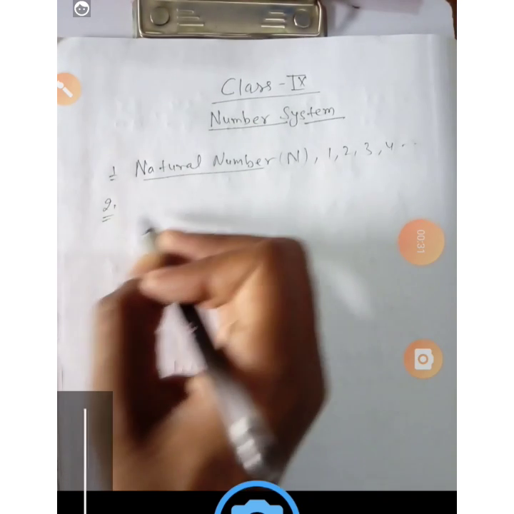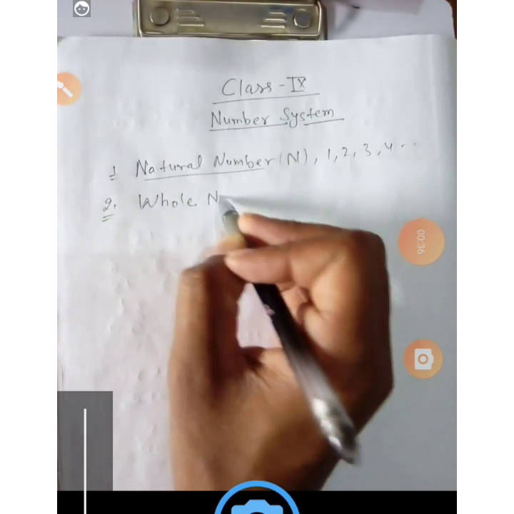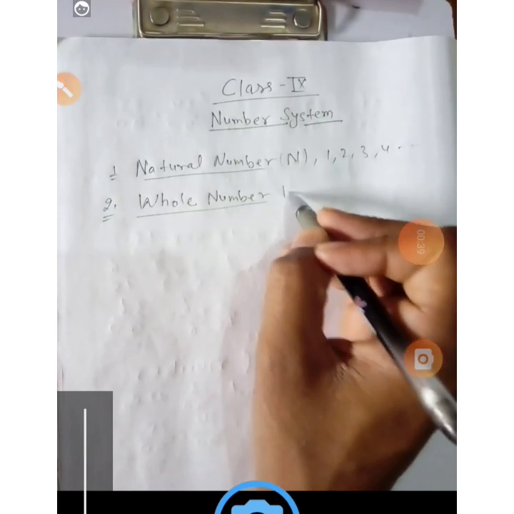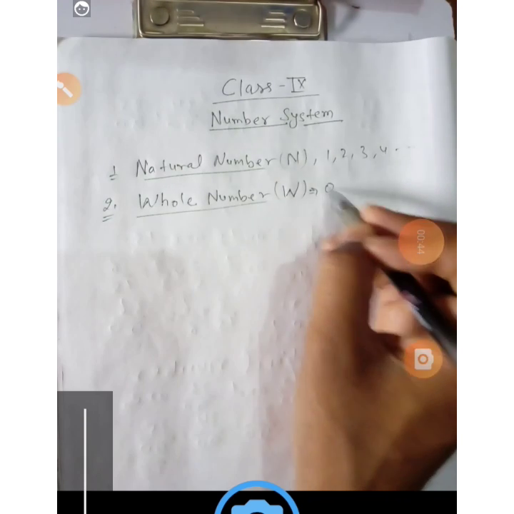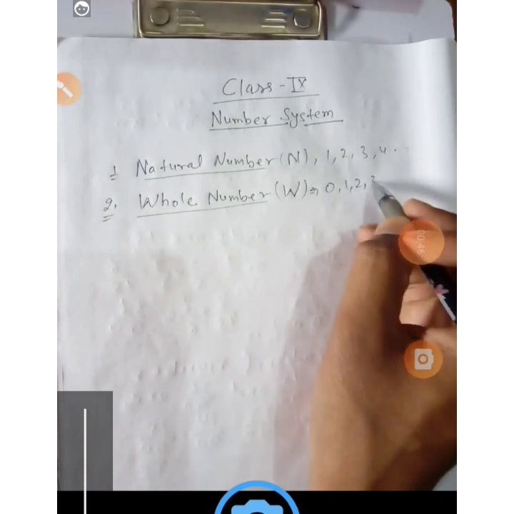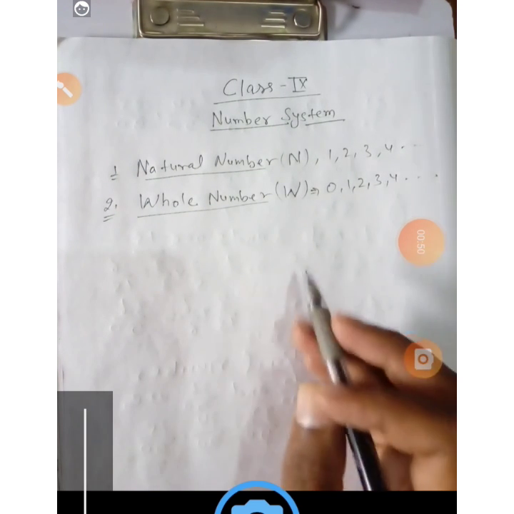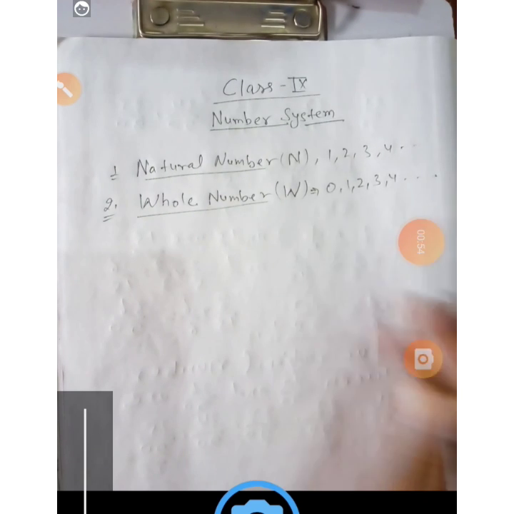Second, whole numbers. These can be denoted by capital W, and the numbers start from 0, 1, 2, 3, 4. These are called whole numbers. It means natural numbers included with 0 are called whole numbers.